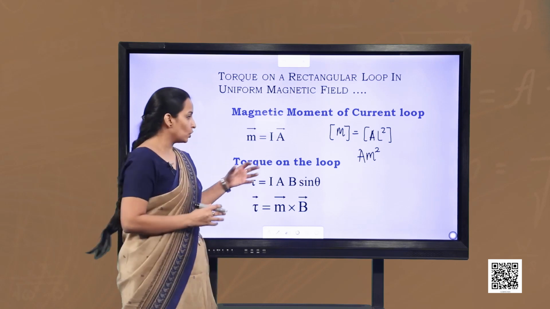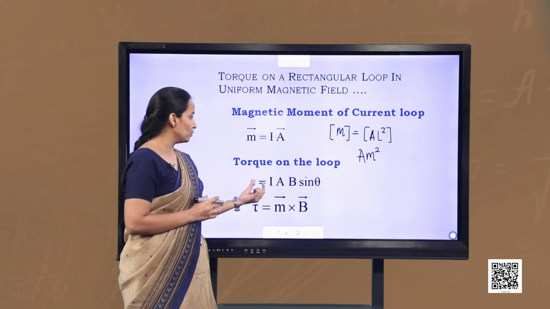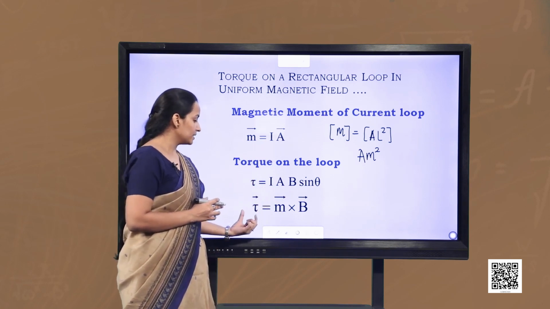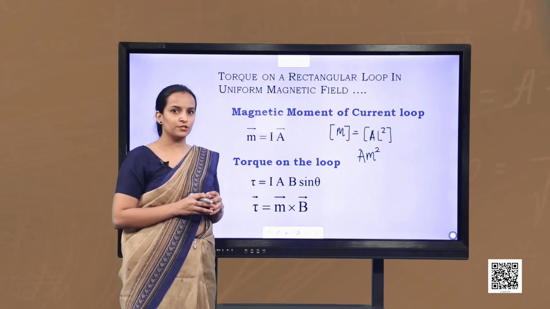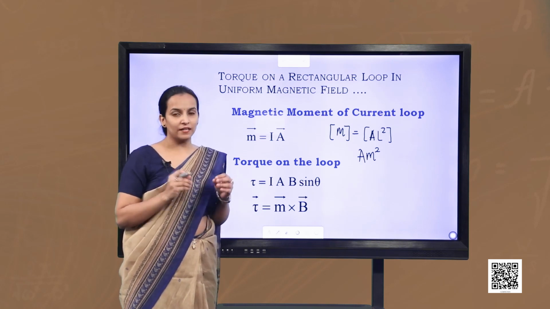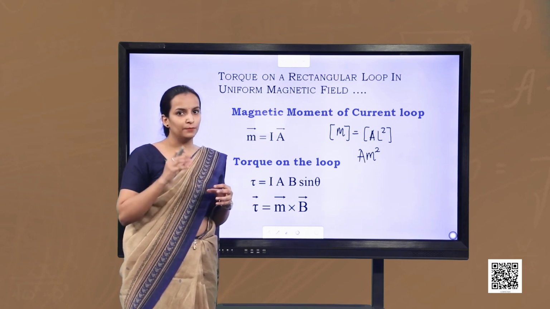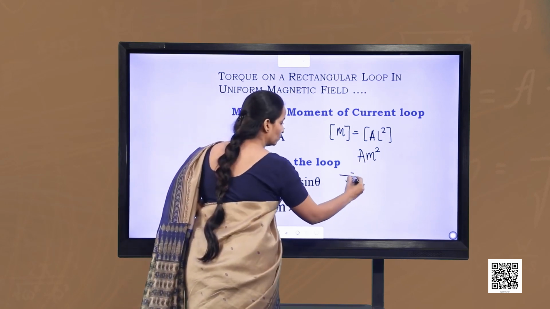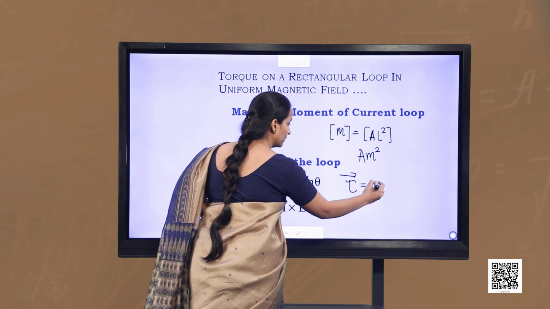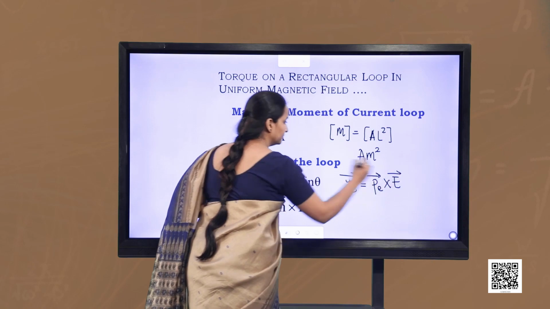Now coming to the torque on the loop. As we know, torque is IAB sine theta, and we know that IA is M, so torque is given by the cross product of magnetic moment and the magnetic field. Have we seen this kind of expression before? Actually, this is analogous to the electrostatic case, where the torque on an electric dipole placed in an electric field is given by the cross product of electric dipole moment and electric field.